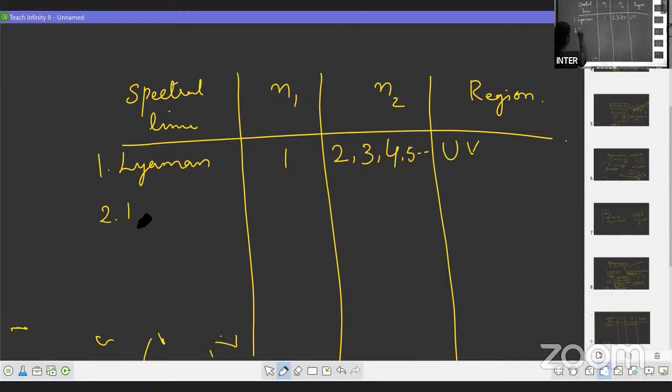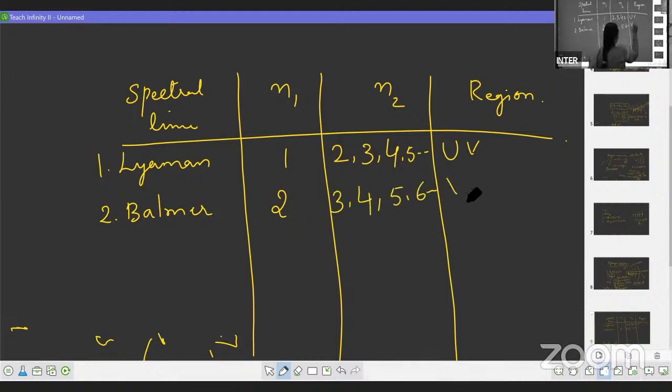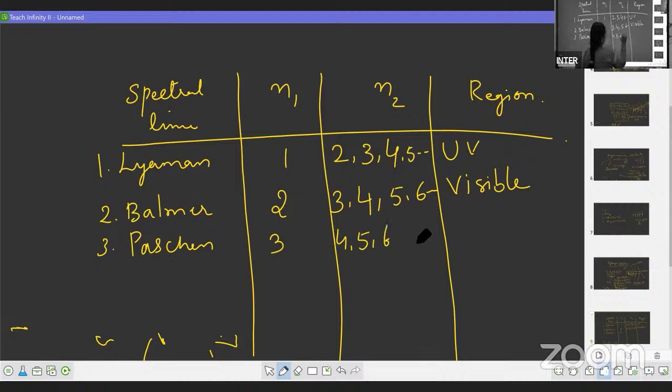Then second one is Balmer series. So here the electron is coming to second orbit. It can come from second, third, fourth, fifth, sixth, etc. Where do you come across this? In the visible region. And the third one is the Paschen series. So electron is coming to third orbit from 4, 5, 6, 7 and so on. This you come across in near IR region.